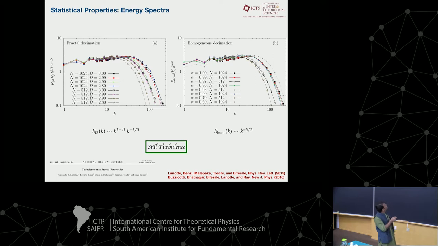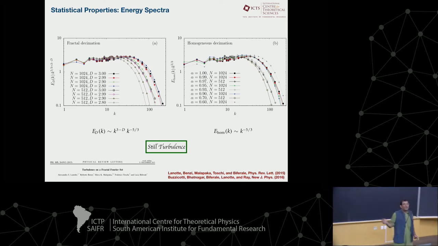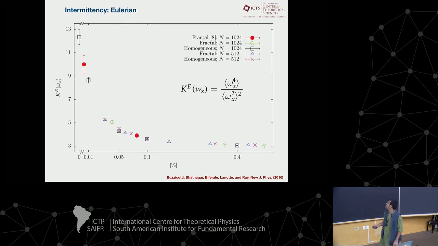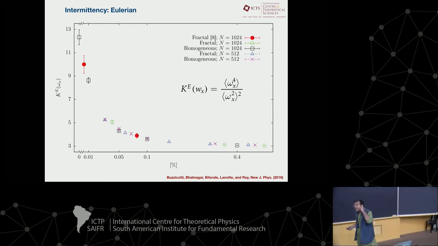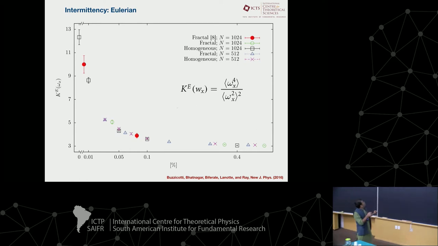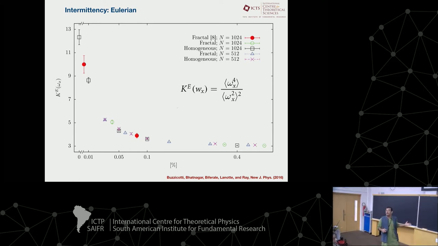Here I'm showing what's known as the compensated spectrum in our jargon, which is the energy spectrum multiplied by k to the minus 5/3, just to show that a plateau shows that this is really still turbulent. However, I'm going to show a couple of measurements to emphasize the point of this talk. For example, if I were to measure the kurtosis of the vorticity field in three dimensions, we know that the kurtosis is not three.